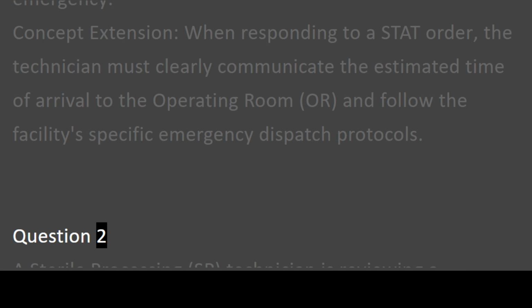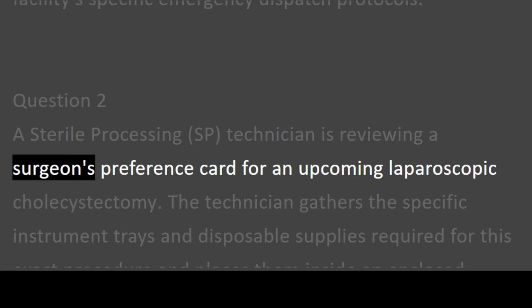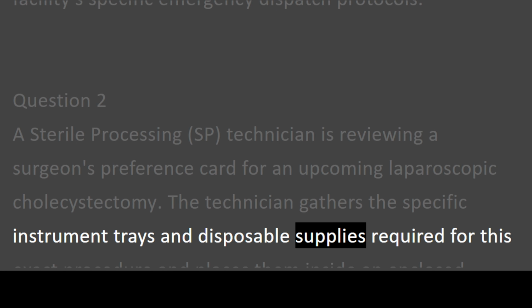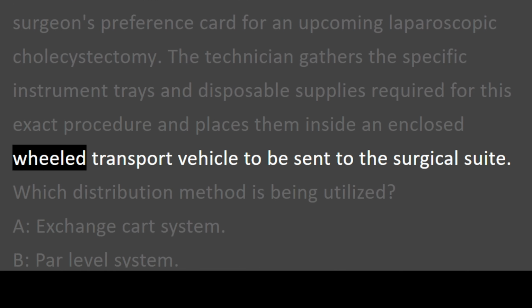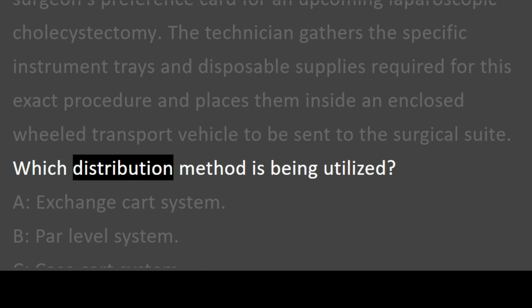Question 2. A sterile processing, SP, technician is reviewing a surgeon's preference card for an upcoming laparoscopic cholecystectomy. The technician gathers the specific instrument trays and disposable supplies required for this exact procedure and places them inside an enclosed wheeled transport vehicle to be sent to the surgical suite. Which distribution method is being utilized?